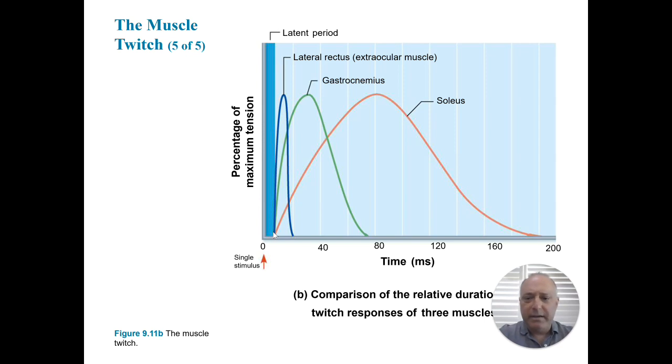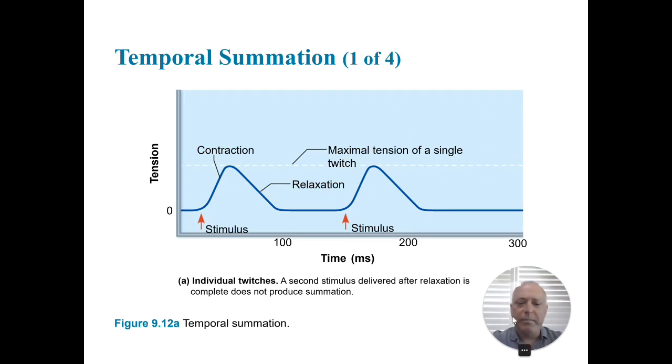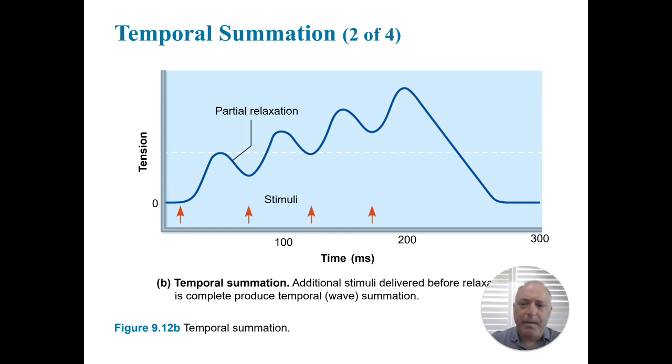So we're looking at the length of the twitch, looking at the lateral rectus versus the gastrocnemius versus the soleus. And so these muscle fibers have different characteristics based on their twitch ability. Twitches can be summed up temporally. And if they reach a certain threshold, that's when contraction occurs. So here's multiple twitches leading to increased contraction and recruitment as the twitches are summed up.